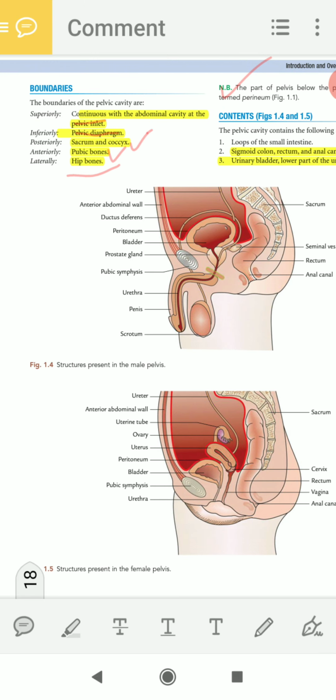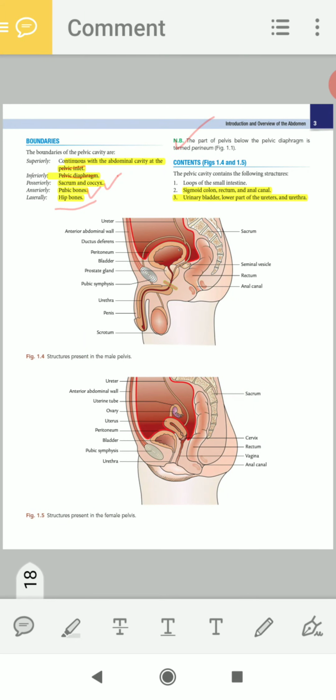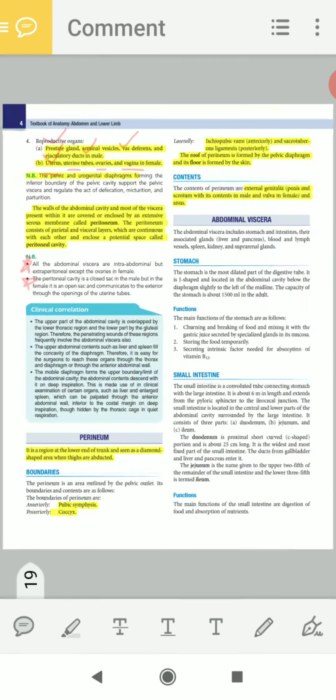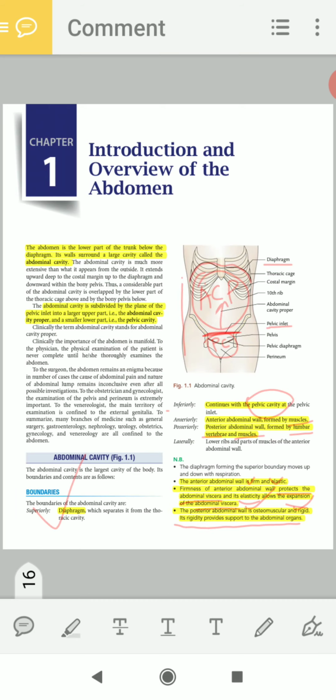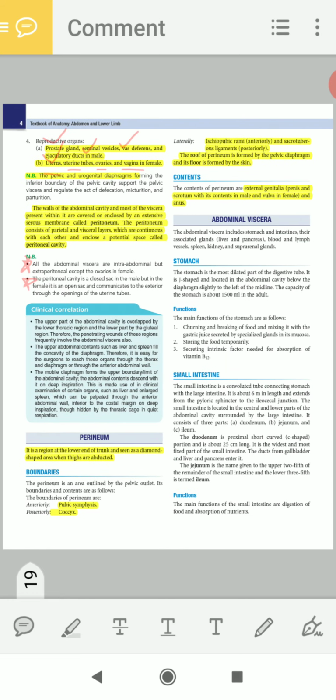There is no good picture to show you here. Later, when we study the bones, we will show you.